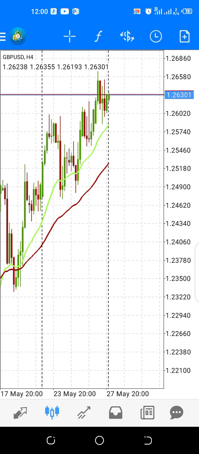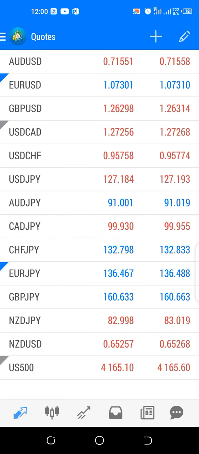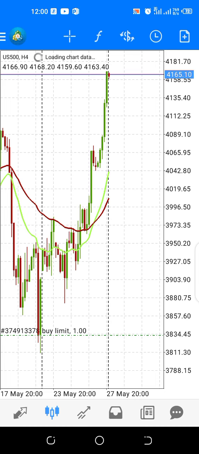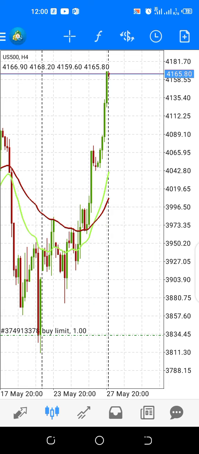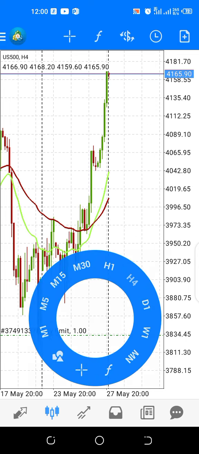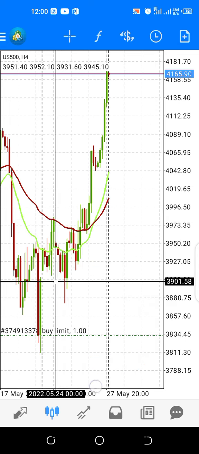Okay, so let's check out what stock is doing. That's the US 500, the US 30. They all move in line with each other. Most of them are United States stocks, so most of the time they are all correlated with each other. So you can see this is a very nice bullish move on the H4. It's very nice. Okay, so at this point I put this sell limit.